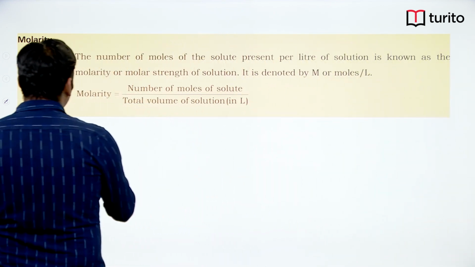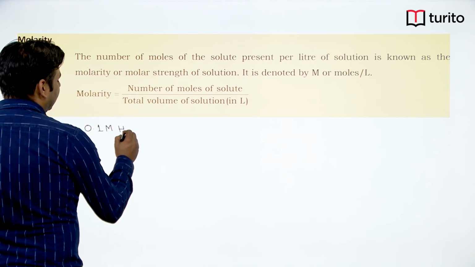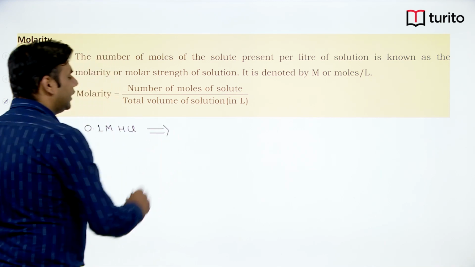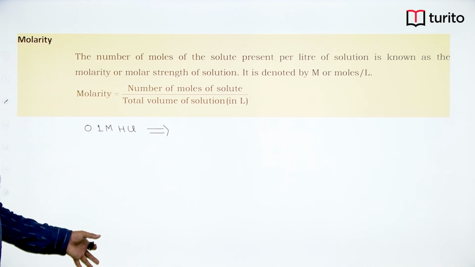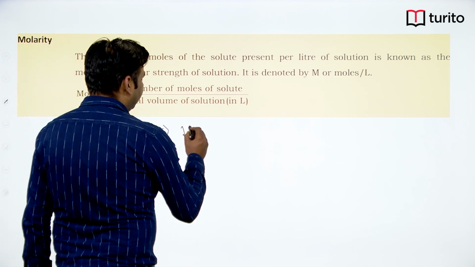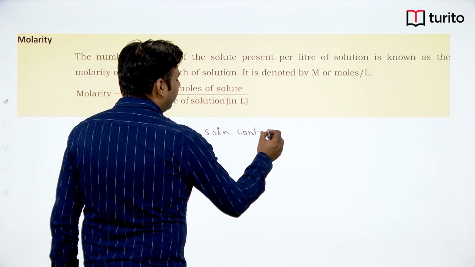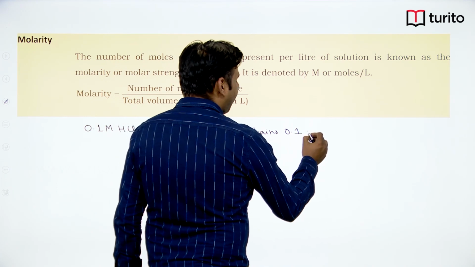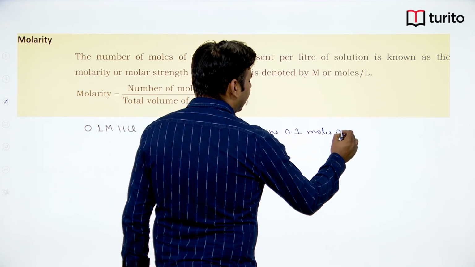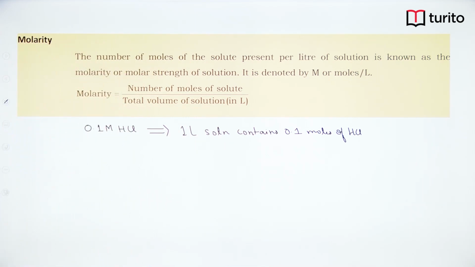Okay. So suppose we have been given that a solution is 0.1 molar in HCl. So what does it mean? It means that in a 1 liter solution we have 0.1 moles of HCl. So we can say that 1 liter solution contains 0.1 moles of HCl. Okay, I hope this is clear to everyone. So you can just write it down.